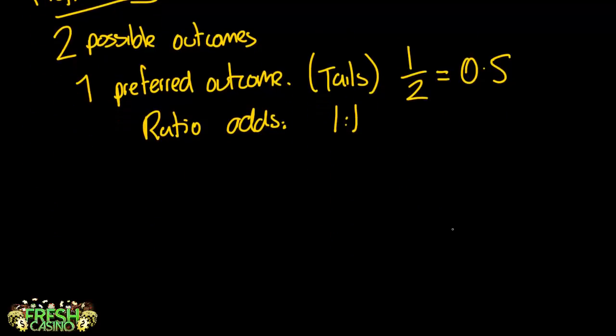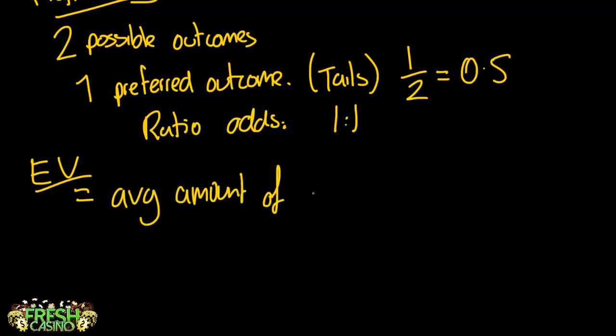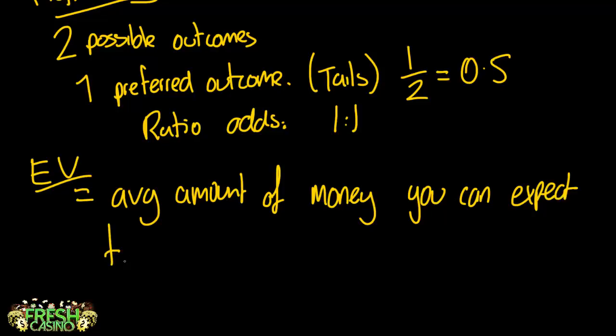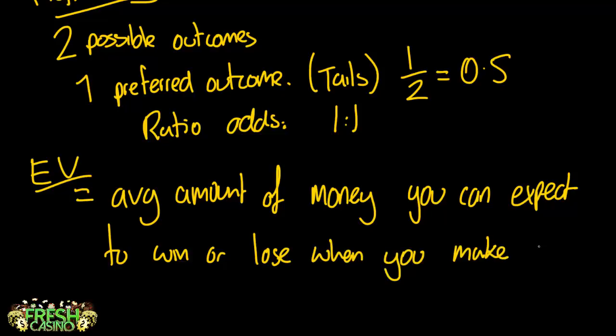Now let's look at the actual expectation value, EV for short. The definition of EV is the average amount of money you can expect to win or lose when you make a wager. And it's really key to try and remember that: the average amount of money you can expect to win or lose when you make a wager.